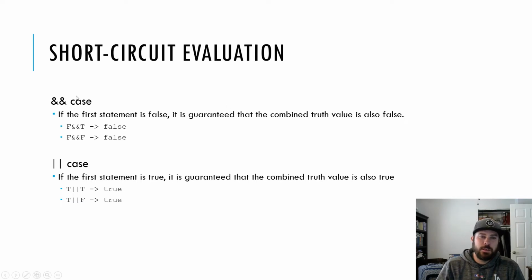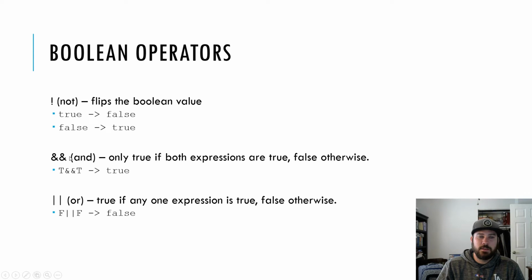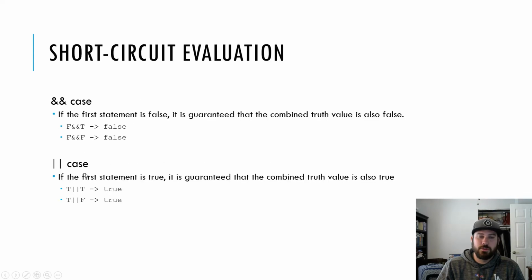So the AND case, it says if the first statement is false, it's guaranteed that the combined truth value is also false. So we see our two different cases here. We have false and true is false, false and false is false. And let's look at why that is. If we look at the AND, it's only true if both expressions are true. So as soon as the first expression is false, it doesn't matter what the second expression is. It's going to be false no matter what.